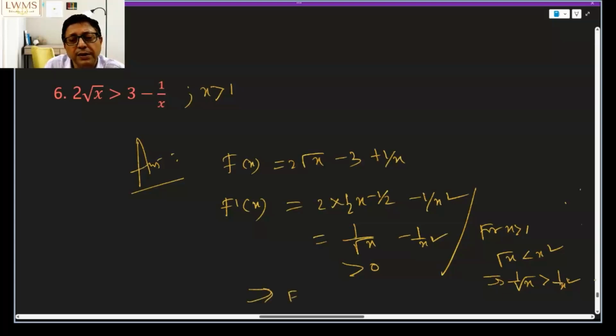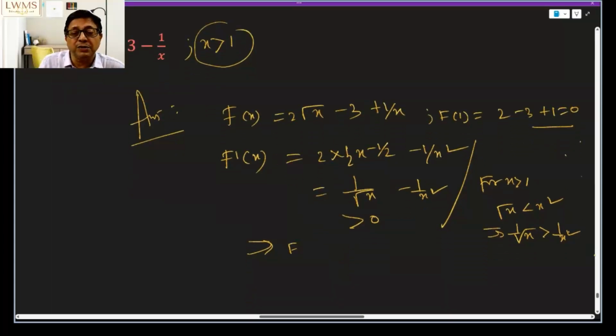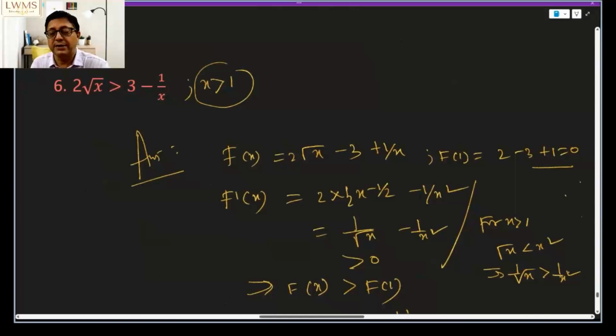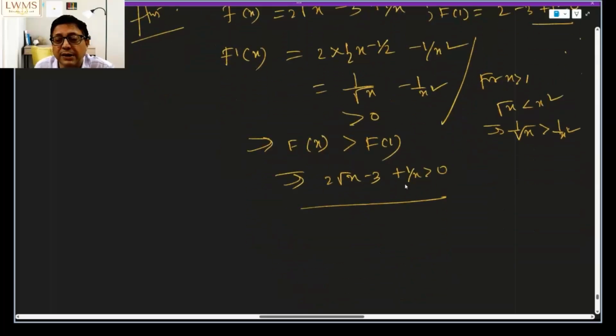Then go back again. F0 we need not find, F1 we need to find. What is F1? Because 0 they have not given, they have given 1 only. I check there only. F1 is 2 minus 3 plus 1, 0. So it will be greater than 0. Plus 1 by x is greater than 0. So the proof is done. 2x is greater than 2 root x.